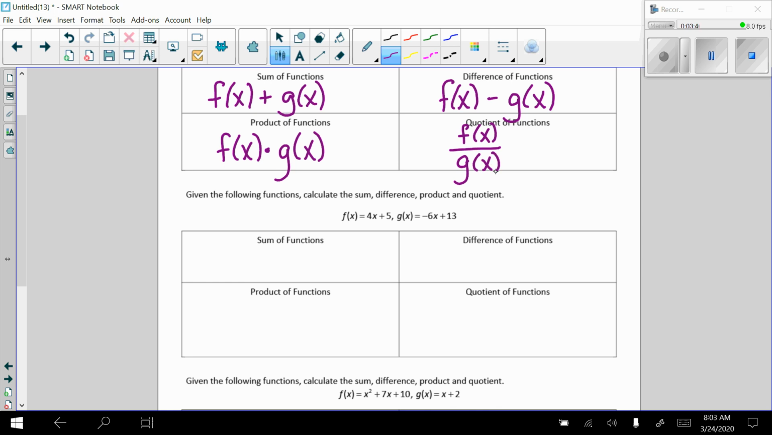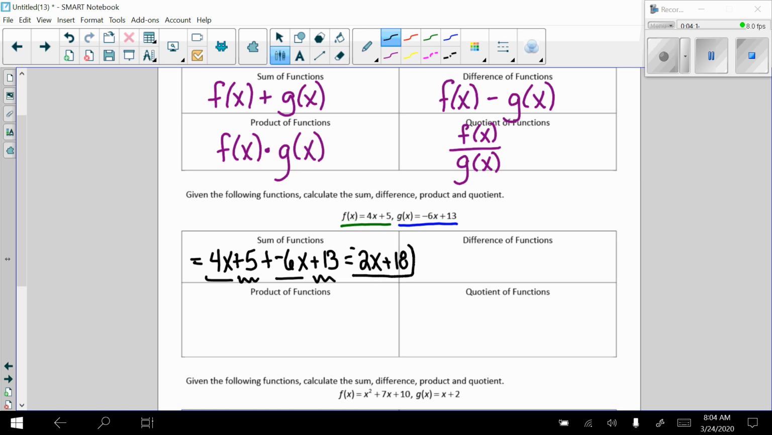Okay, pretty straightforward. So now let's take a look. We have these two functions, f of x and g of x, and we're asking you to add them. So we're going to have 4x plus 5, that's our f of x, plus -6x plus 13. Let's combine our like terms like we normally would, and we get -2x plus 18. So that is the sum of these two functions.